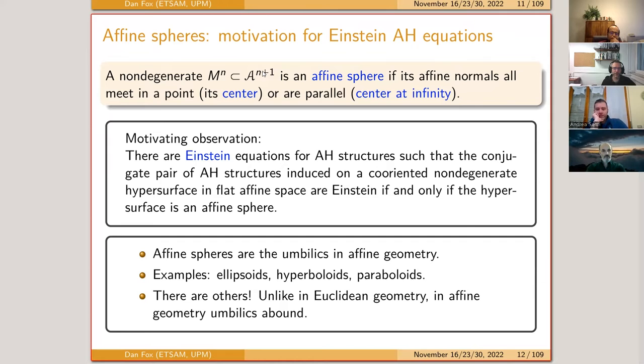This wouldn't be very interesting if those were all the affine spheres, and they aren't, and I'll comment on the next page how we know that. But the basic motivating observation of everything I'm going to talk about is that there are Einstein equations for AH structures, so that the conjugate pair of AH structures induced on a co-oriented non-degenerate hypersurface in flat affine space are Einstein if and only if the hypersurface is an affine sphere. And so somehow I knew this observation before I knew how to formalize it, and a lot of what comes is an attempt to understand it better.